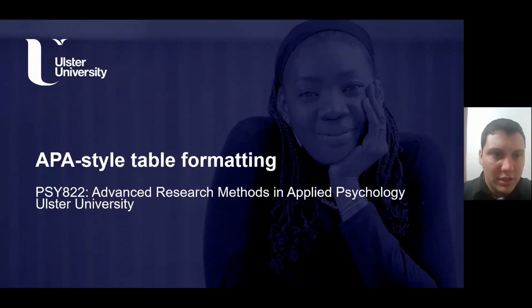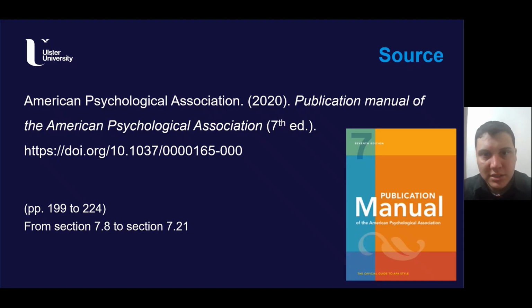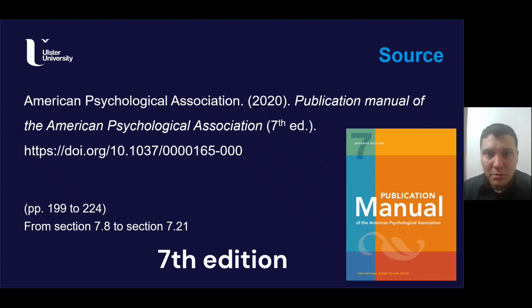We are going to learn in this session about APA style table formatting. APA stands for American Psychological Association. They publish their publication manual. This is the publication manual of the American Psychological Association. That's the reference. We do have this book in the library. I got a copy from the library in Coleraine to prepare this talk. So the last edition is the seventh, published in 2020.